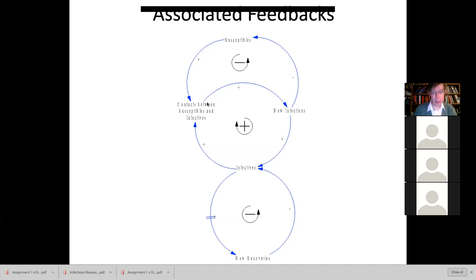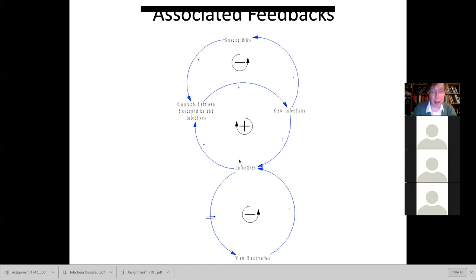By contrast, there's several balancing loops here. This is a reinforcing loop, hence it's plus, right? A given perturbation of one of these factors, say introducing a new infective into this population, will ripple around and further amplify that original change, will lead to even more infectives. That's why it's a reinforcing loop.